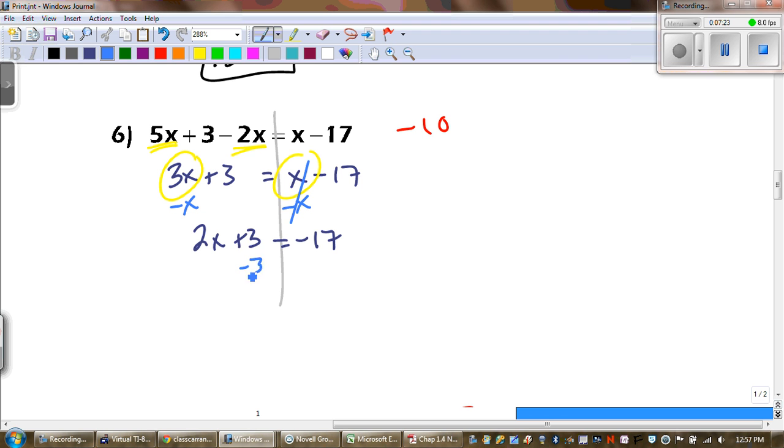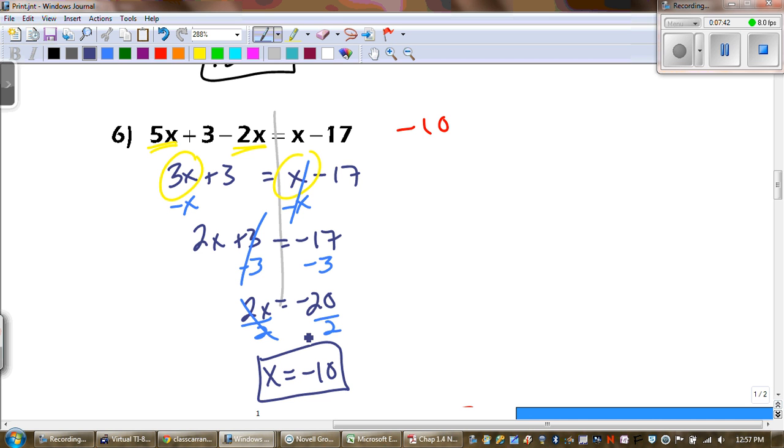Okay, from here it's smooth sailing. Subtract the 3 from both sides, and we get 2x equals -20, and then divide by 2. We get x equals -10.